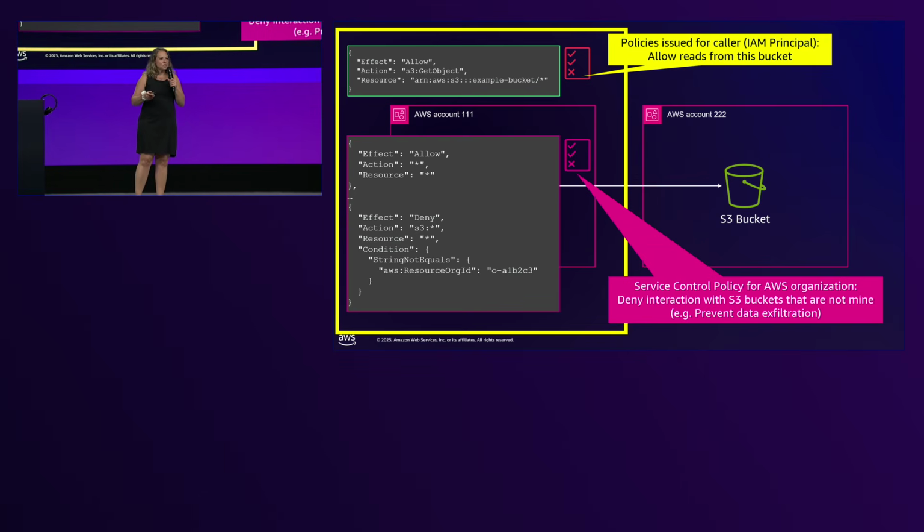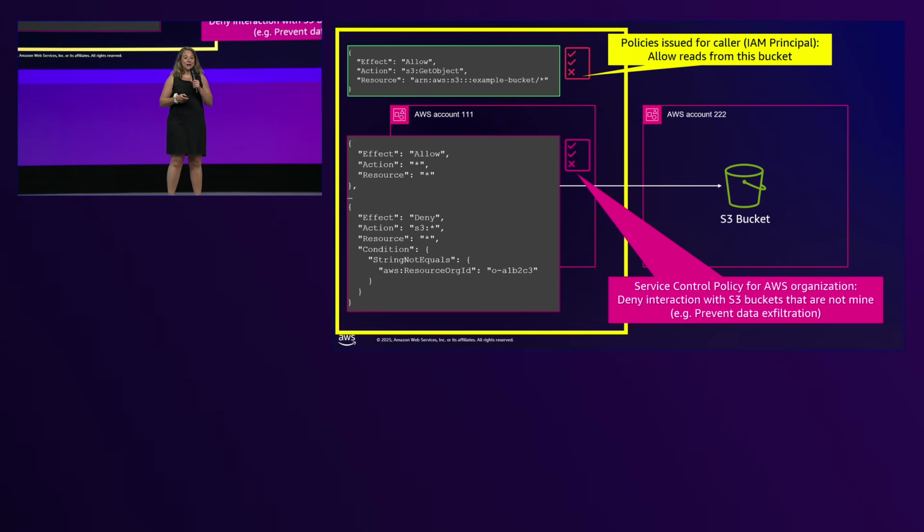Okay, so we passed the service control policy because we didn't run afoul of that deny statement, because that other account 2 actually is in my same organization. And then we went on to the principal policy, which said, yes, they are allowed to do get object. So account 1 has said, this request passes, allow.